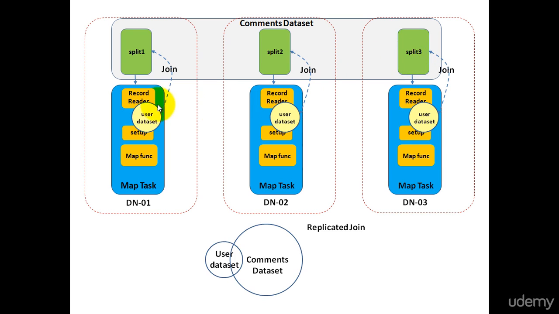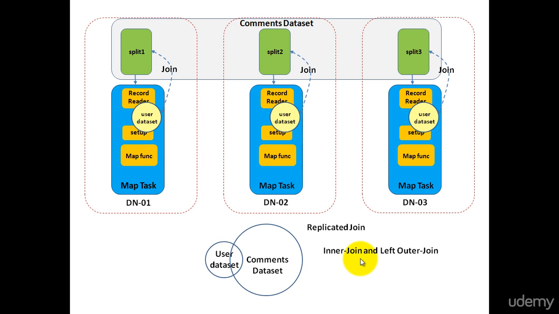Here only user dataset is entirely available in a single map task. And only part of the comments dataset is available in the map task. Because of this reason, only inner join and left outer join is possible with map side join.